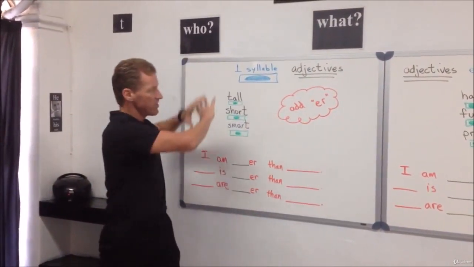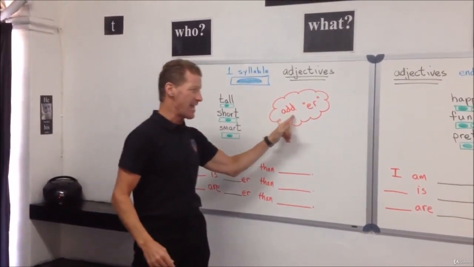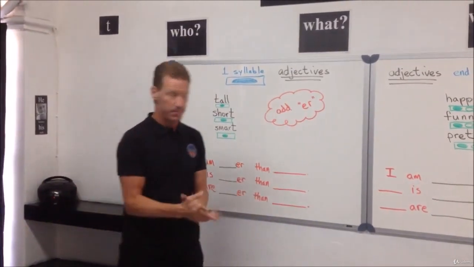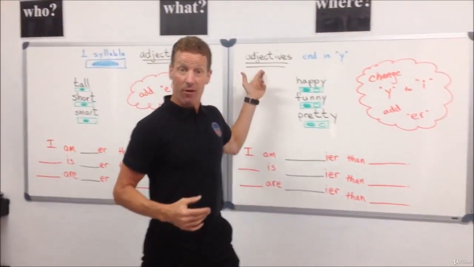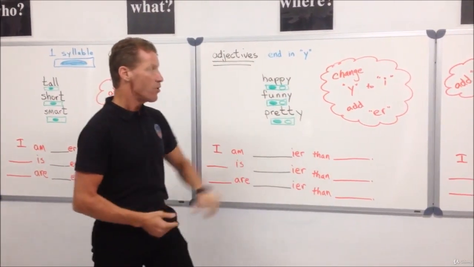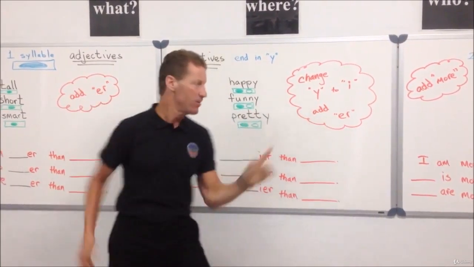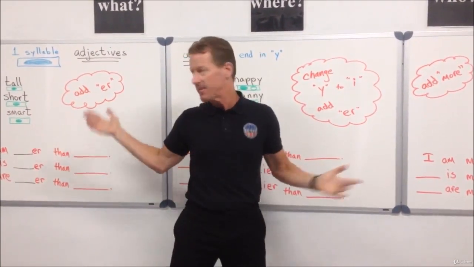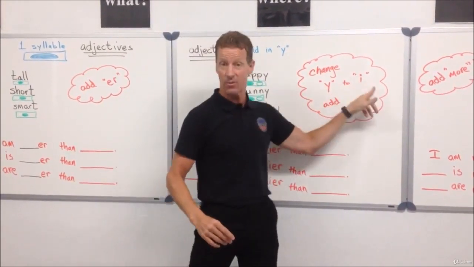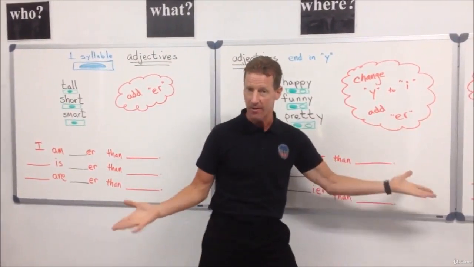Okay? So this is all adjectives, one syllable. Just add ER and use than, and you have the comparatives. Next, for adjectives ending with Y, okay, we change the Y to I, and then we add ER. The same. So one difference. Change the Y to I, and then add the ER.